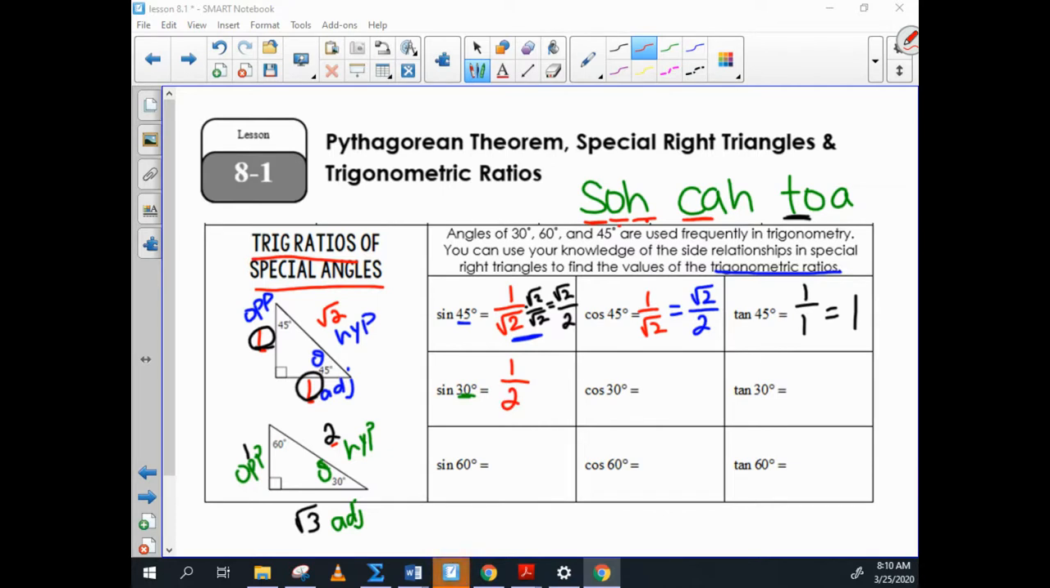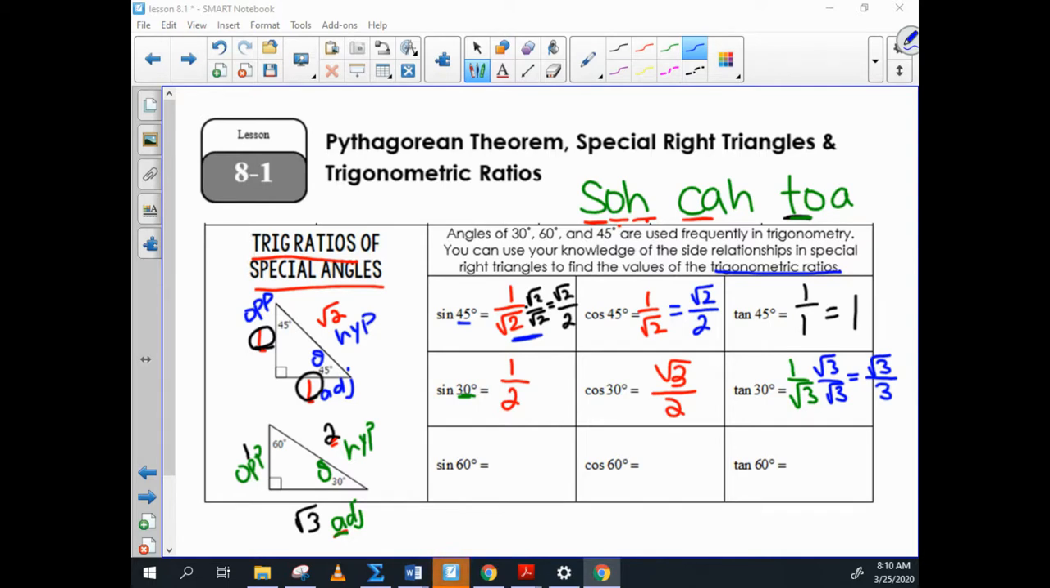Cosine is my adjacent, so that's square root of 3 over the hypotenuse, which is 2. And then my tangent, the tangent up here is the opposite, which is 1, over the adjacent, which is the square root of 3. Radical in the denominator. Multiply both the top and the bottom by that square root of 3. So I have the square root of 3 over the square root of 9, which just turns into 3. And we have that value for you as well.